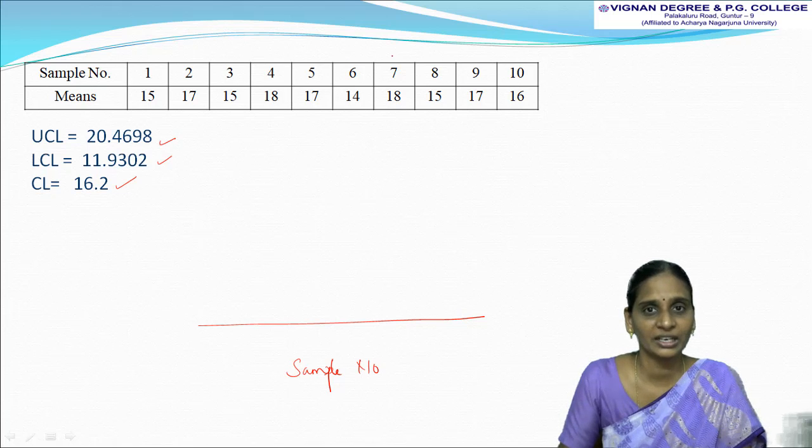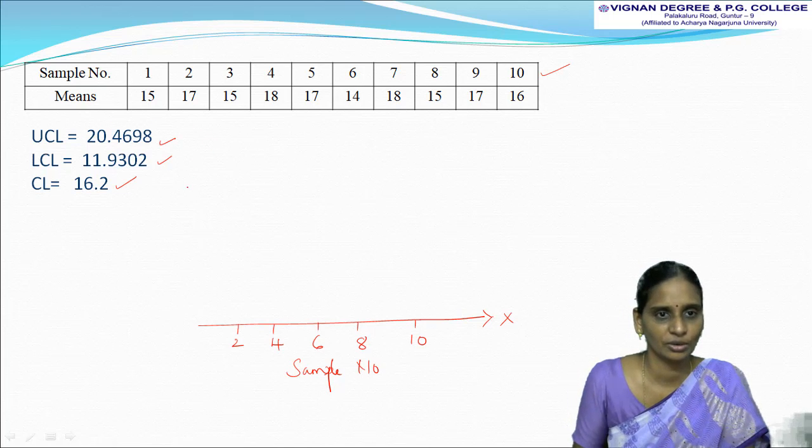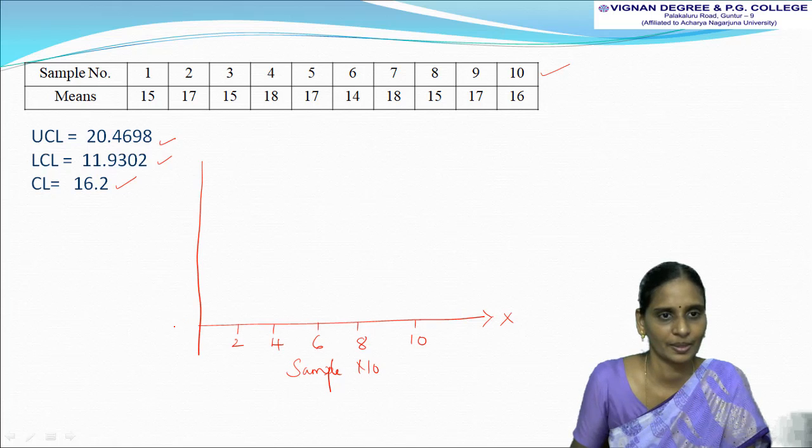So here we are given 10 samples: 2, 4, 6, 8, 10. So this is the x-axis. On the y-axis, we have to fix the scale based on the mean values and these control limits values. So we have to fix the scale on the y-axis.